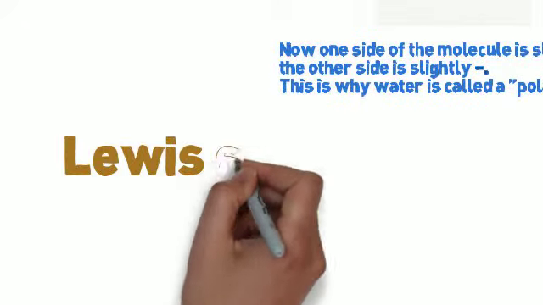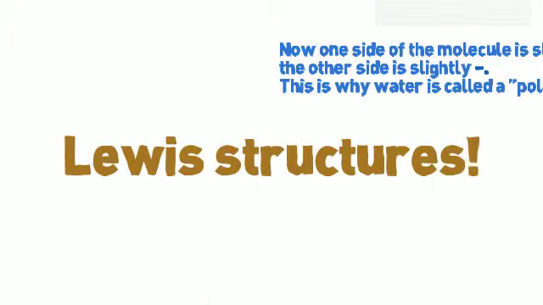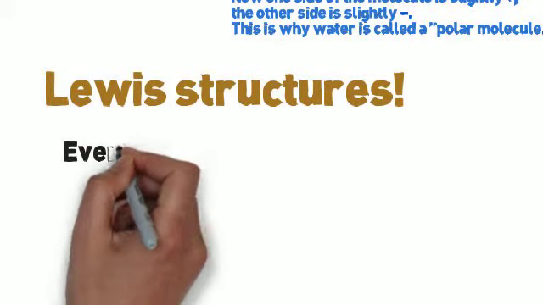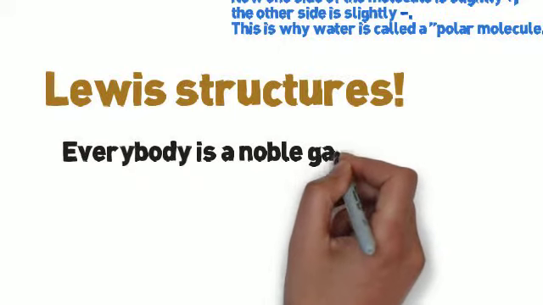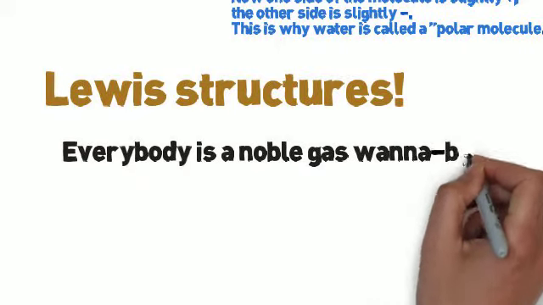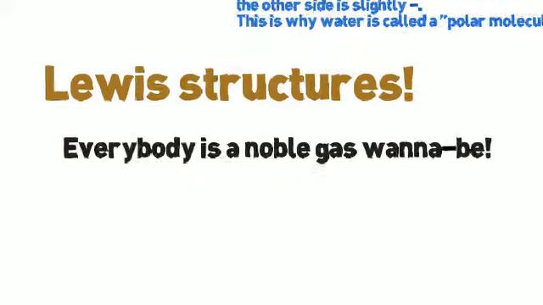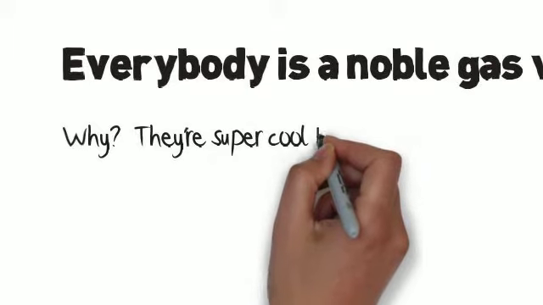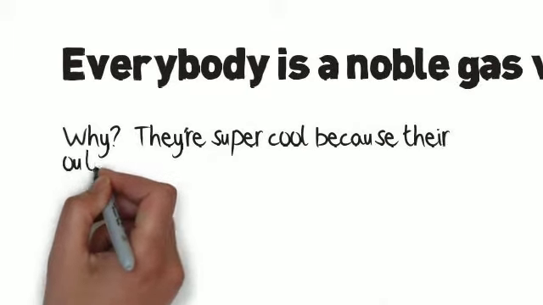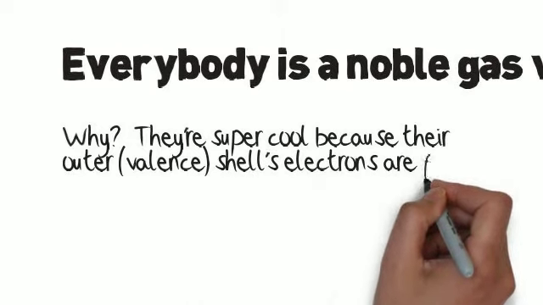All right, let's move on to looking at Lewis structures, since this stuff here is all related. And with Lewis structures, everybody wants to be a noble gas. They're the coolest ones in the high school. Everybody wants to be a noble gas. Why, you may ask? Because they're super cool. And because their outer or valence shells are full with electrons.